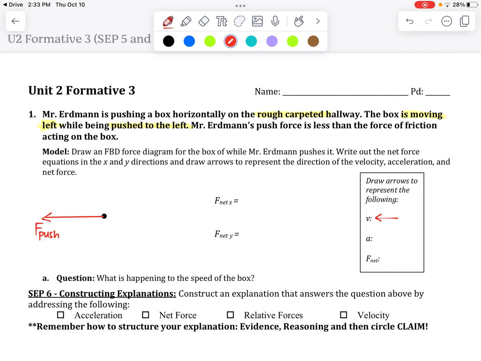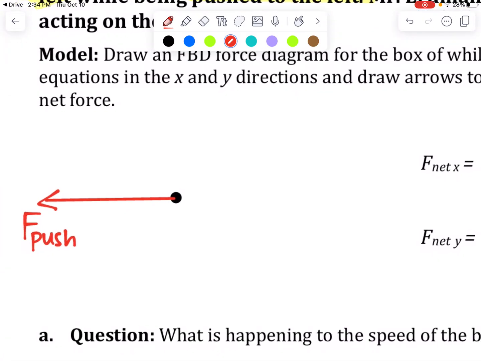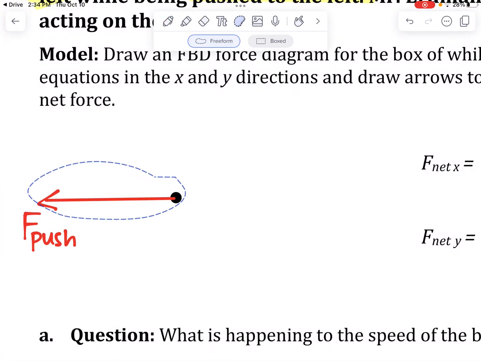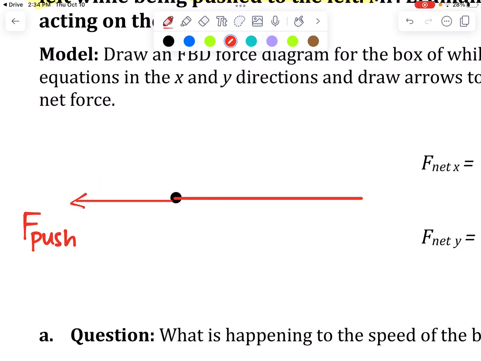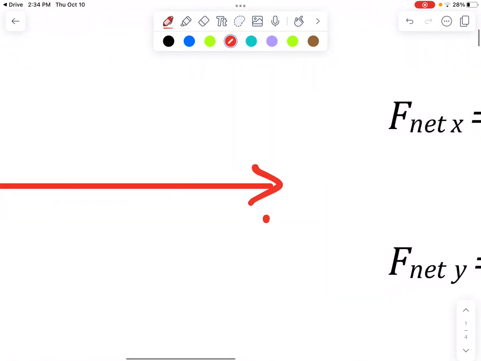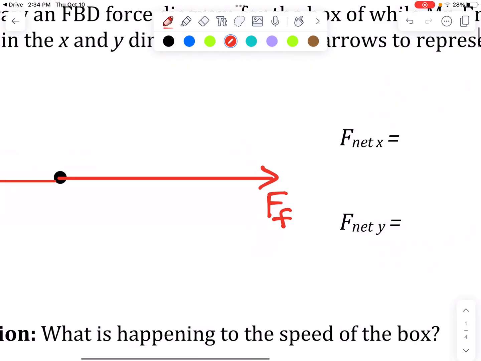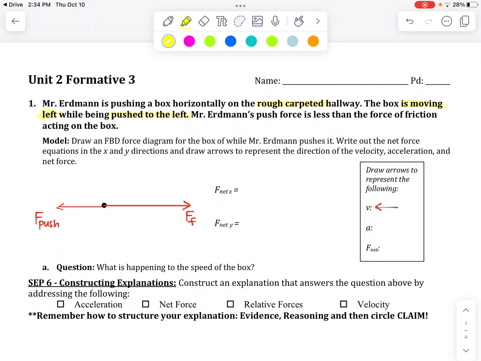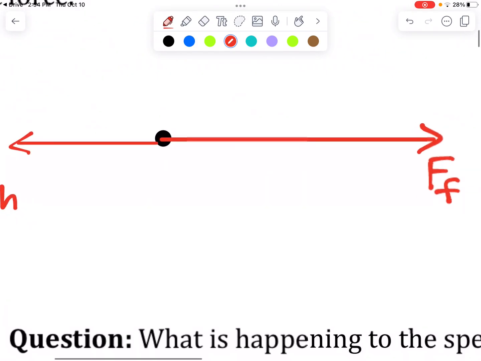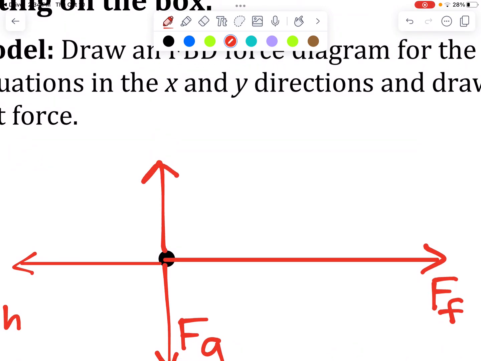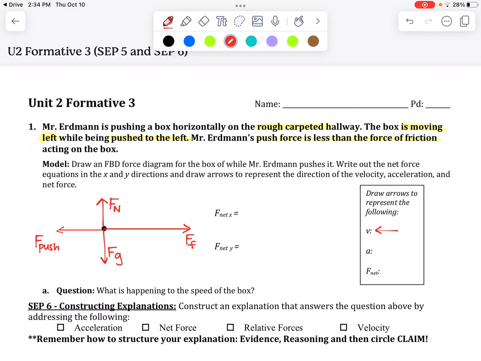Mr. Erdman's push force is less than the force of friction acting on the box. So I know now I need to maybe make this arrow a little bit tinier, since the force of friction has to be bigger than the push force. So that came from right here. Now I'm going to start to fill in my other forces. There's going to be a force of gravity acting on the box because it's on Earth. There's also going to be a normal force acting on the box because it's on a surface.